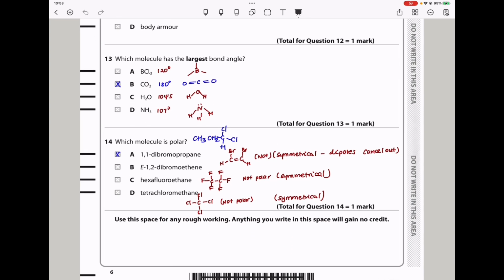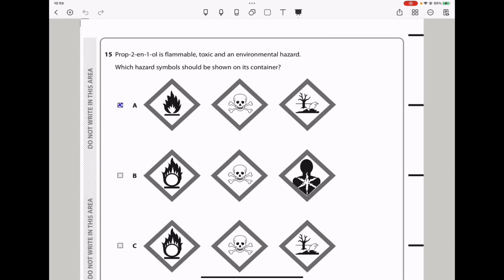Question 14. Which molecule is polar? Of course, we can see this is going to be nonpolar, symmetrical. This is nonpolar, there is symmetry. This is also nonpolar. It's only this one that is going to be polar, so the answer is going to be A. Moving on. Propan-2-ol is flammable, toxic, and an environmental hazard.